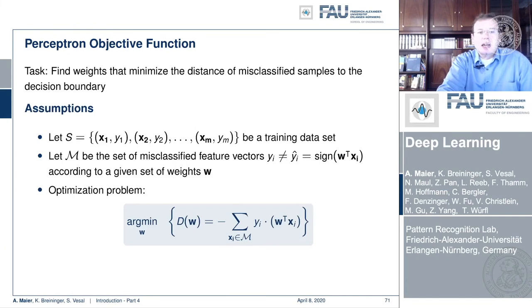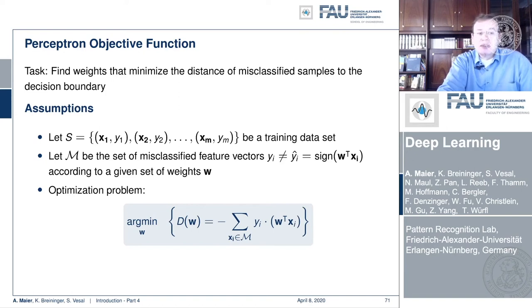Now, this then leads to a rather problematic training procedure. Of course, if you want to train now, you need to have tuples of observations and the respective class. This is your training data set. And then you need to determine the set M of the misclassified feature vectors. So these are the vectors where the predicted number, y hat, does not match the actual class membership, yi, if you compute the output of the neuron.